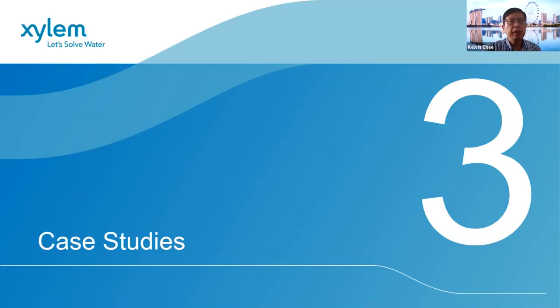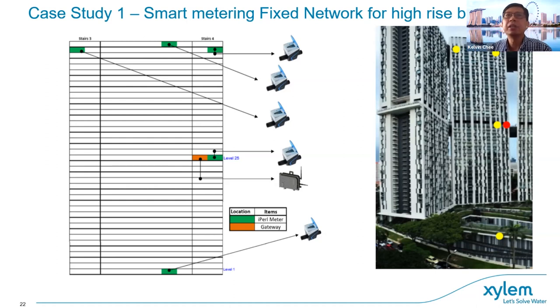Right, so I will now go to the case study. The first case study I want to share with you is this fixed network in one of the Asian countries. This building is about 40 stories high. What happened is that this estate manager wanted to monitor all the common area water meters. And this is how the project started. So you can see that there are meters at the ground floor and all the way to the rooftop. And there is a gateway located in the middle, talking to all the meters either directly or through repeaters.